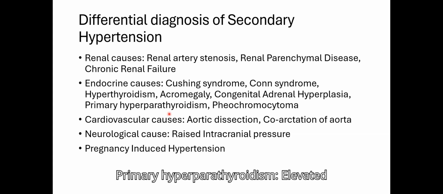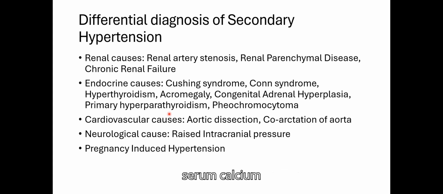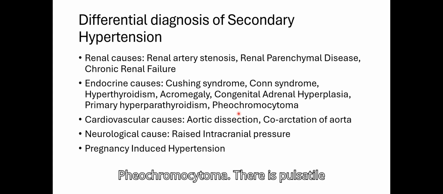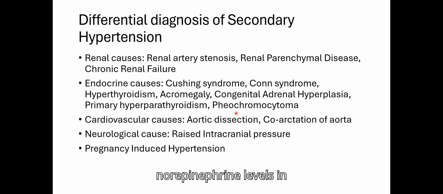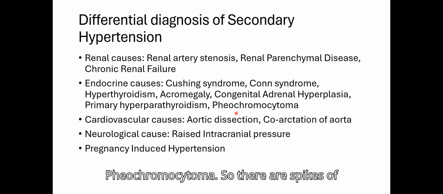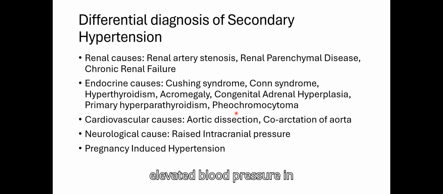Primary hyperparathyroidism. Elevated serum calcium levels can also cause hypertension. Pheochromocytoma. There is pulsatile increase in epinephrine and norepinephrine levels in pheochromocytoma, so there are spikes of elevated blood pressure in pheochromocytoma. Cardiovascular causes, aortic dissection, coarctation of aorta.